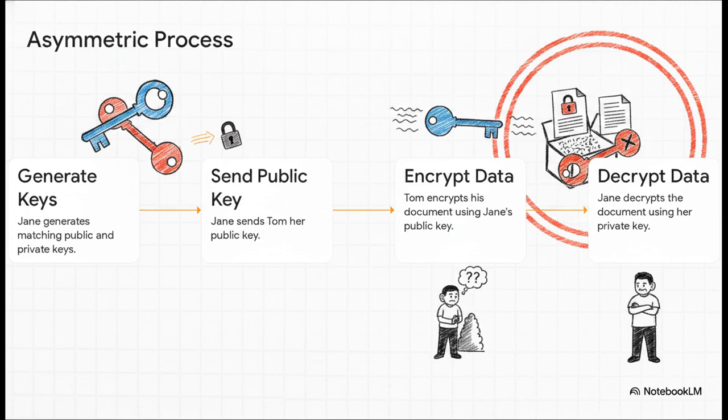Step 2, Jane safely sends Tom her public key. Now, it does not matter if an eavesdropper intercepts this public key because a public key can only lock a box, it can never unlock it. Step 3, Tom uses Jane's public key to encrypt his document into ciphertext and sends it over to Jane. Finally, Step 4, Jane receives the document and uses her totally hidden private key to decrypt it.